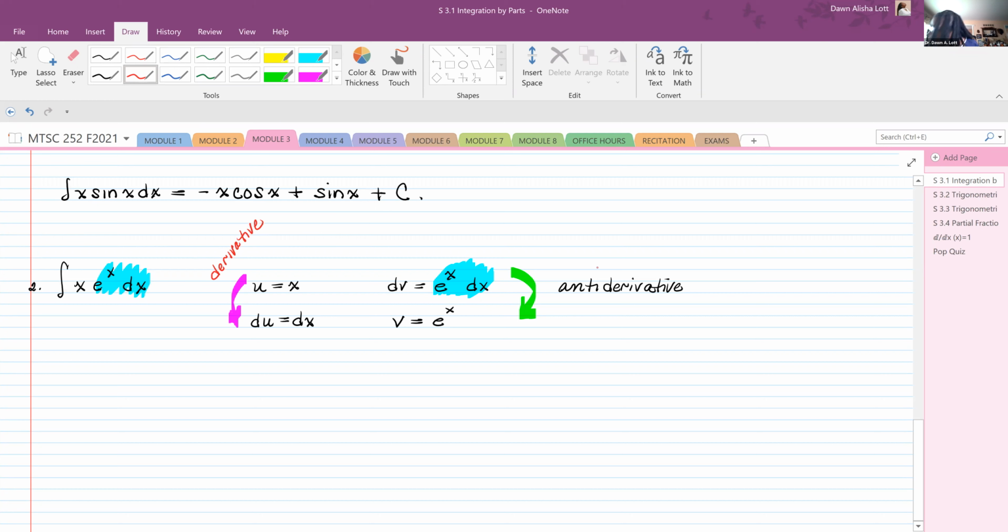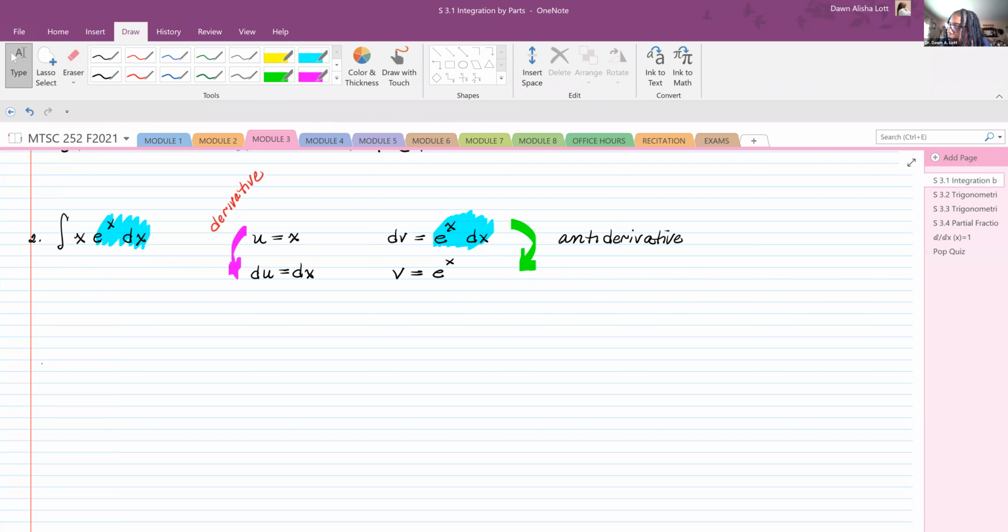And you find the antiderivative on that side. That's why I write it like that. U goes to derivative, V goes to the antiderivative. Okay, let's put it together. This is the integral of U dV is equal to UV minus the integral of V du.